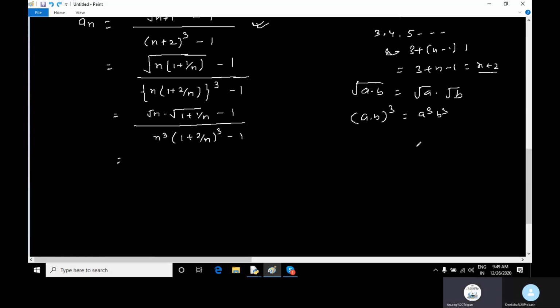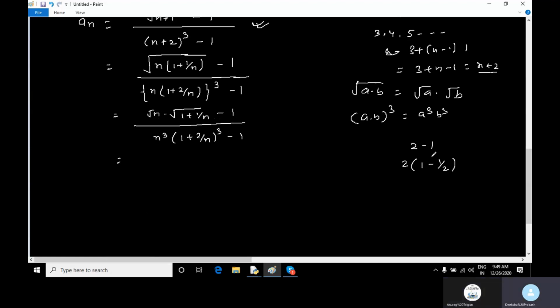Like consider if you are given 2 minus 1. If you are taking 2 outside, then what will you write? 1 minus 1 by 2, yeah, that's right. Because taking 2 outside means dividing it by 2. So here, taking root n outside means dividing root n in both terms.